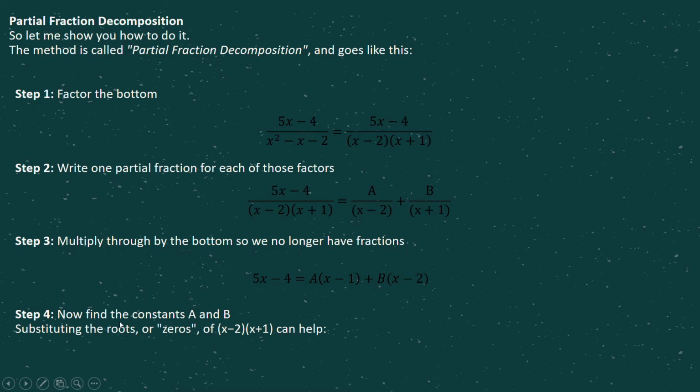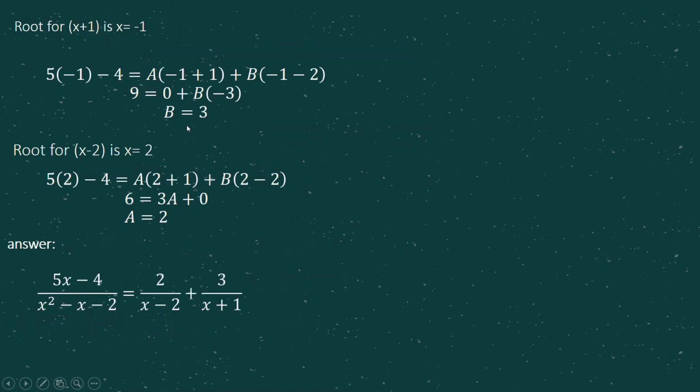Step 4, now find the constants A and B, substituting the roots or zeros of s minus 2 and s plus 1. Okay, for s plus 1, we substitute, and we get B equal to 3. Meanwhile, for s minus 2, we substitute, we get A equal to 2. Then we put back A and B like this. We got the answer like this.